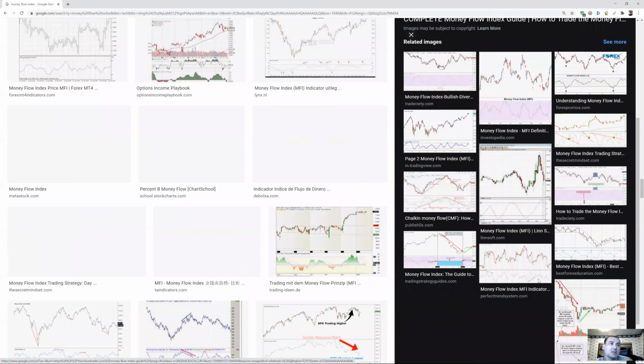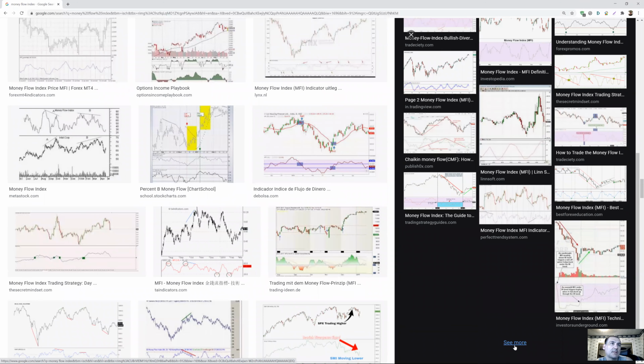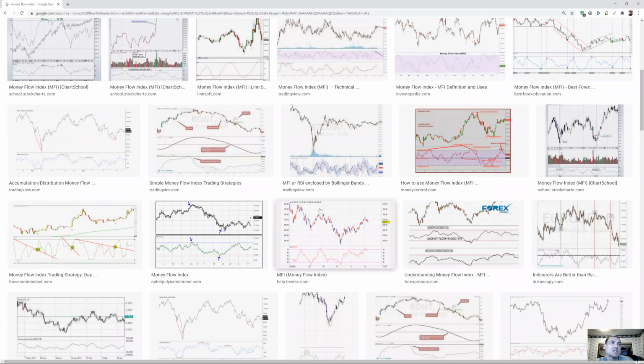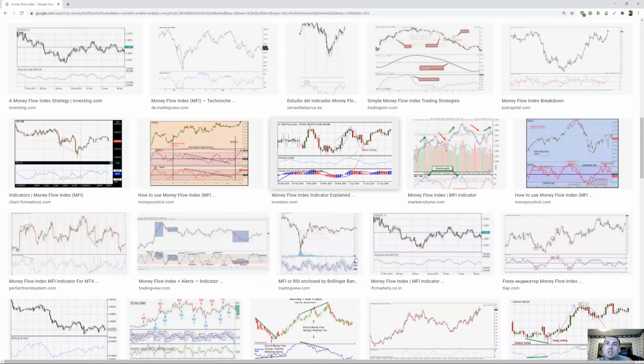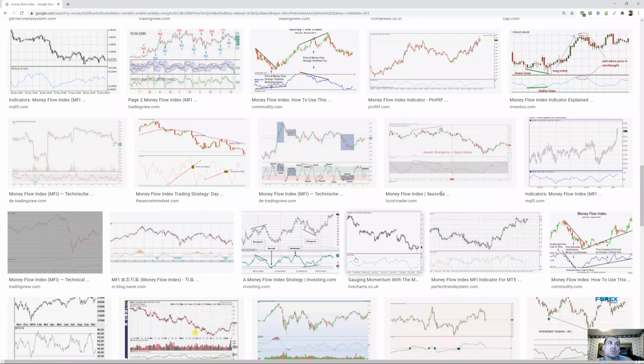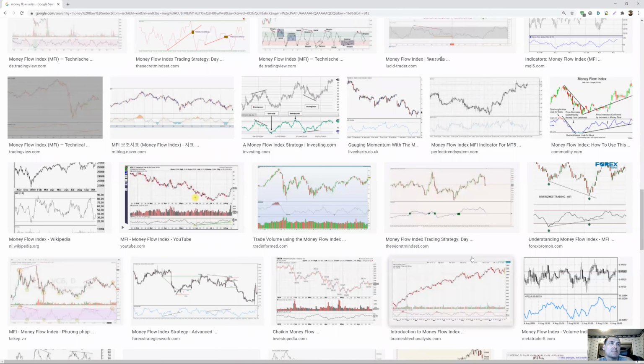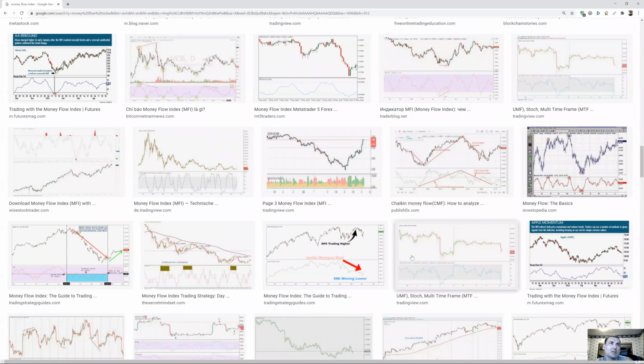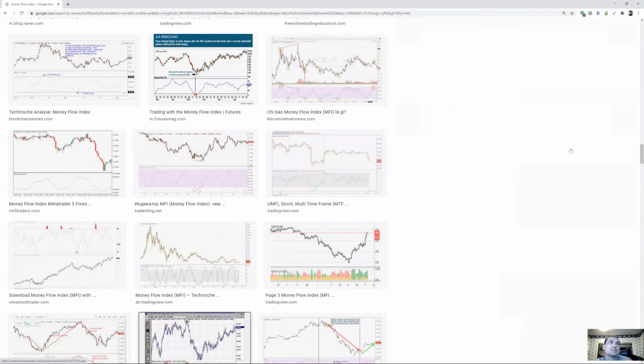What else we got here? Looking at different charts. Let's see, any good ones? Let's see what else is down here. Let's see what's this one.